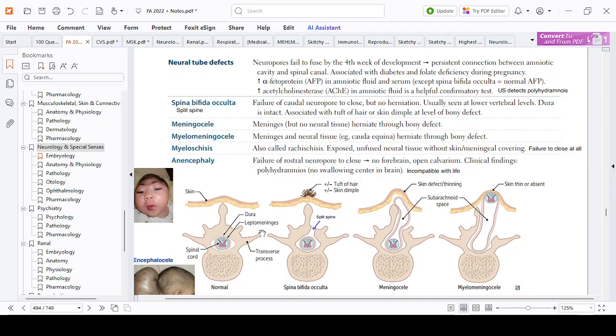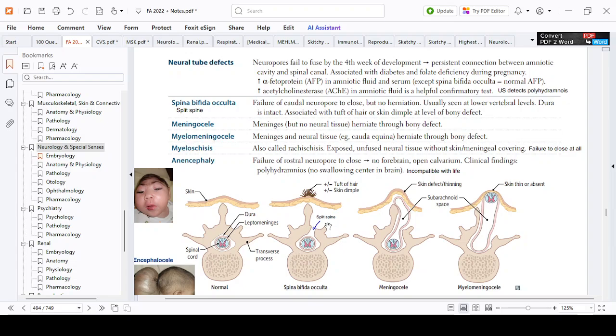So here you will have the failure of the caudal neuropore to close, but there will be no herniation. There will be a tuft of hair here, as you can see, and the neural tissue is actually normal. Only there is a vertebral defect. There will be no neural tissue problem, and the defect is usually mild.